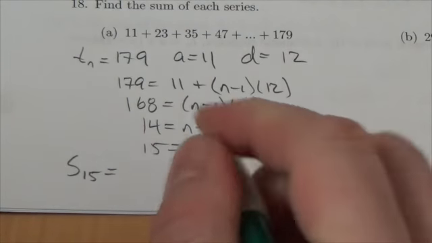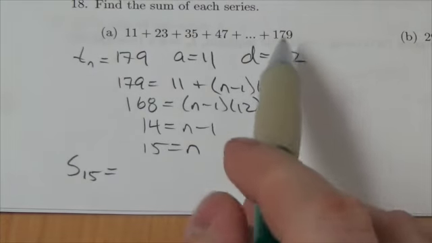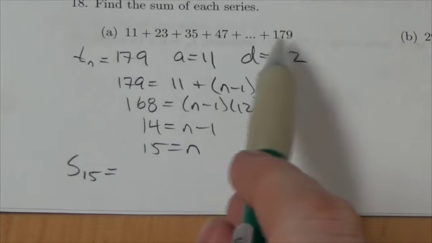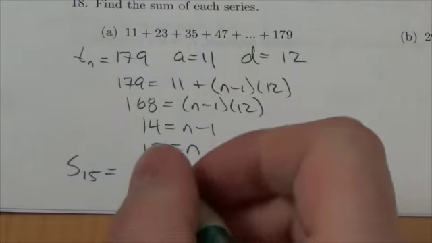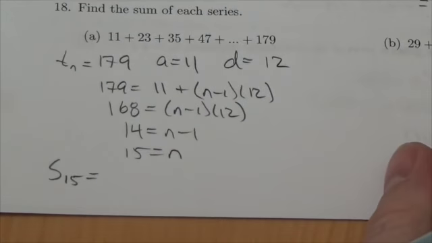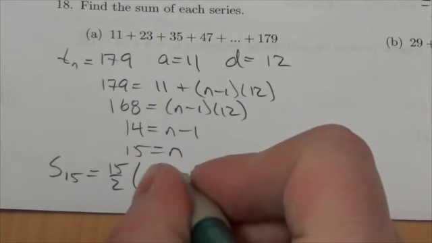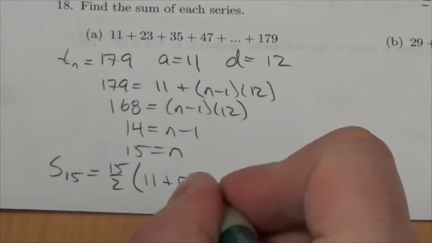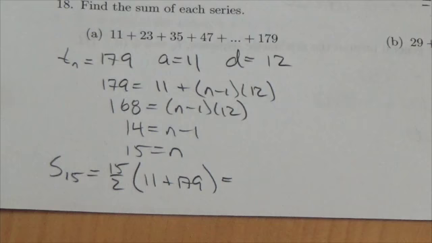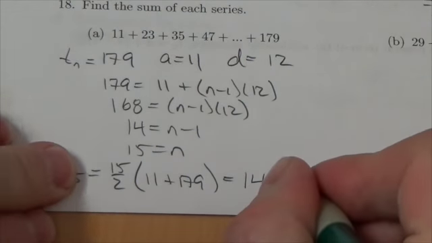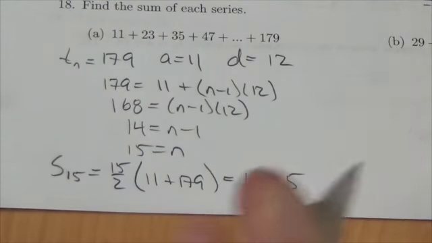I'm going to sum up the first 15 terms. And at this point, I could use either equation, but I already know the last term. So I might as well use the summation equation that requires the last term. So 15 over 2 times a plus 179. And so we are going to get 7.5 really times 11 plus 179. And our answer here is 1,425.